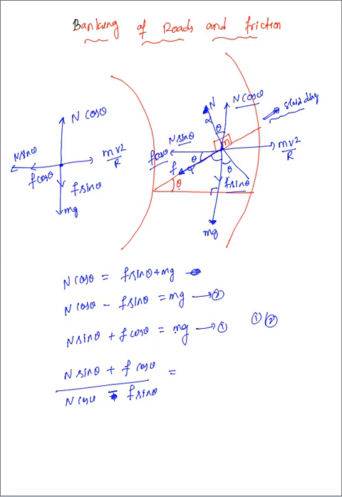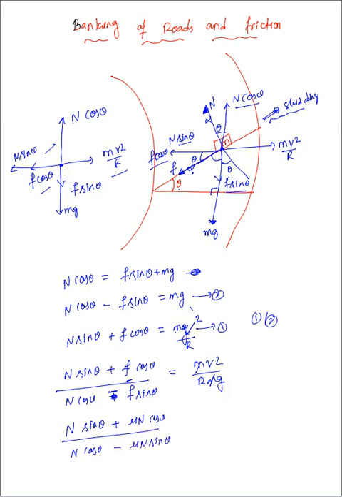This is mg, and N sin theta plus f cos theta balance with mv square by r. So 1 by 2, mv square by r divided by mg, so m will get cancelled. So we can write this as N sin theta plus friction, which can be written as mu N, right? Mu N cos theta divided by N cos theta minus mu N sin theta is equal to v square by rg.